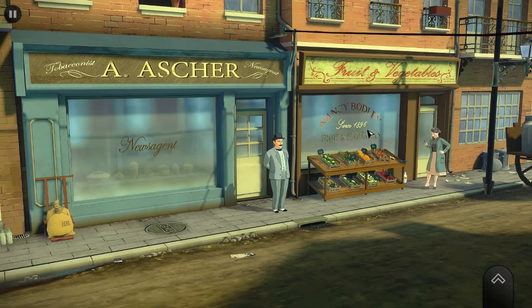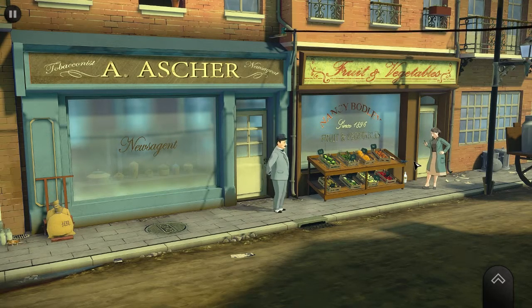Nancy Boodley. Yeah, this is where the vegetables were sold, I think. I thought it was across the street, but it doesn't seem to be a store across the street. So I think that this is the fruit and vegetable store that sold the strawberries to whomever bought them.